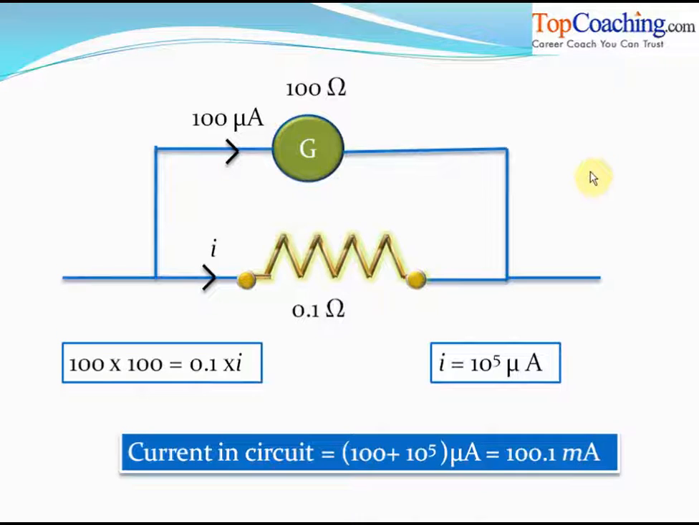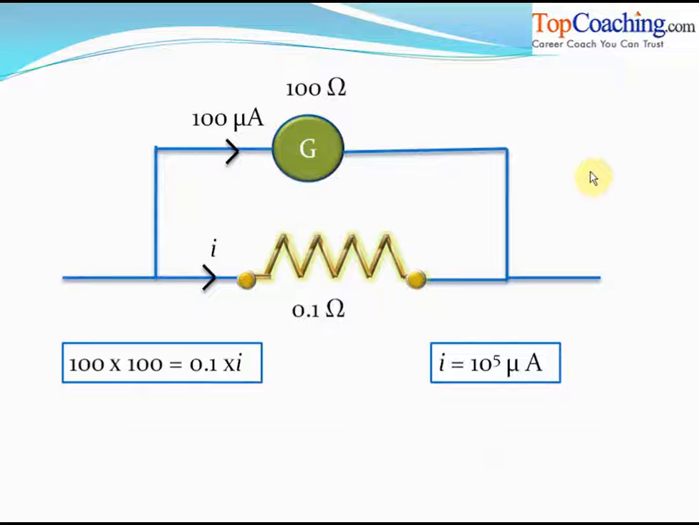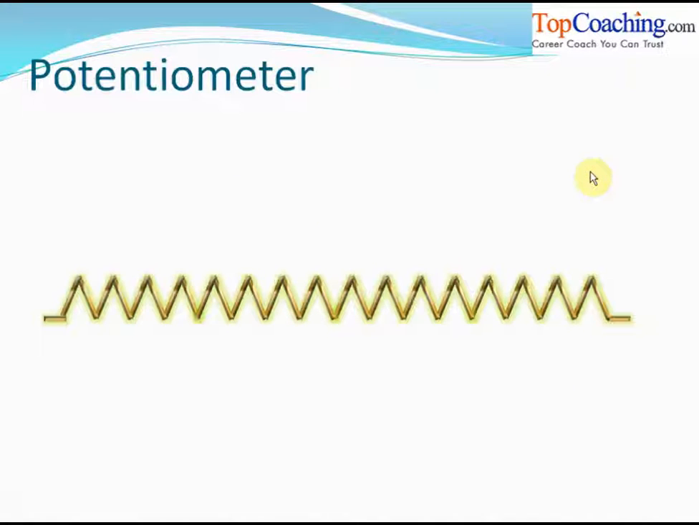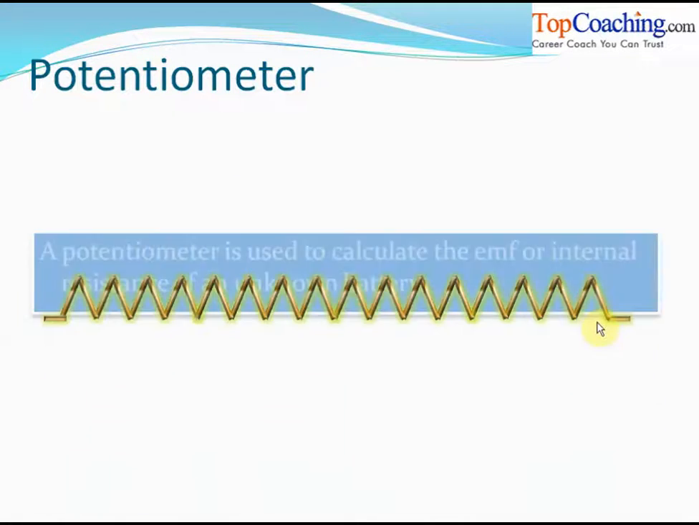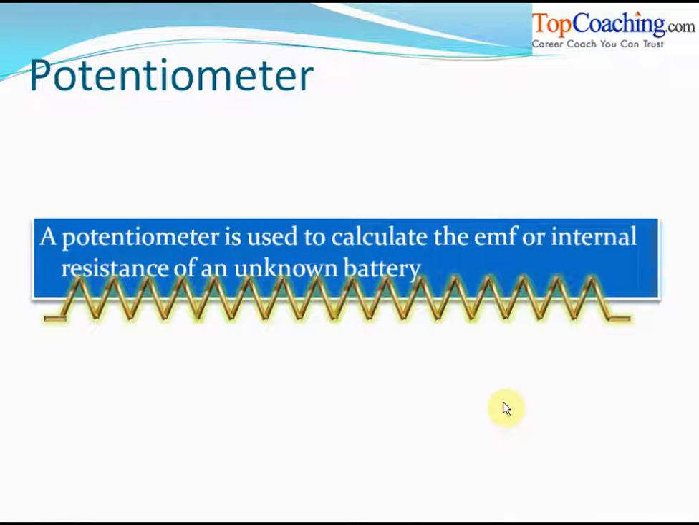Let's now move on to the next instrument, the instrument called a potentiometer. A potentiometer is an instrument used to calculate the EMF or internal resistance of an unknown battery. You see, you can calculate the EMF of a battery simply by using a voltmeter, isn't it? But a voltmeter has a limitation to it.